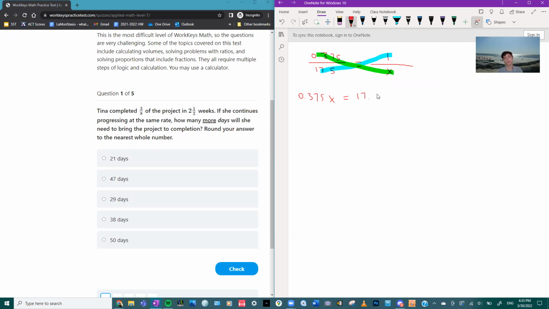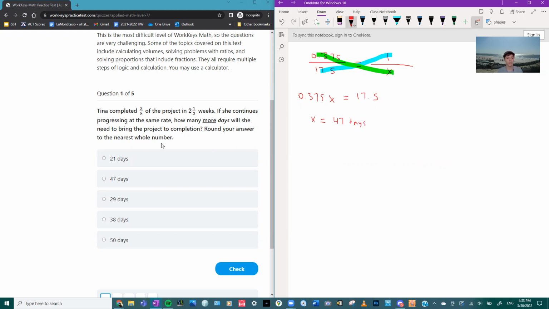And then how do we get x by itself? We divide 17.5 by 0.375. So put that in the calculator. 17.5 divided by 0.375. The answer, rounding to the nearest whole number, is 47. And the unit is days. But you see that's not an answer choice. Why? It's because it didn't ask how many days did it take her.